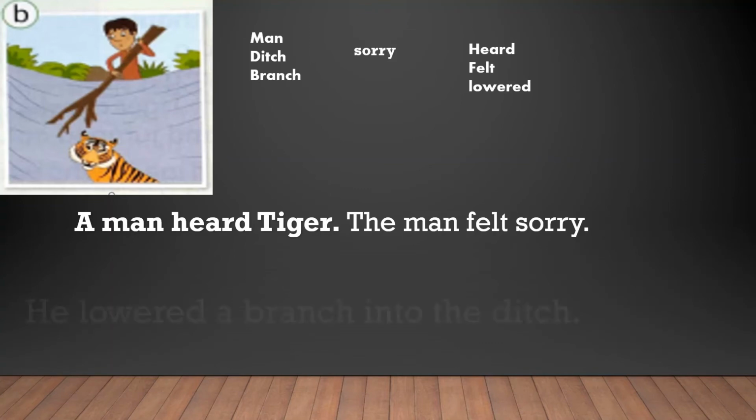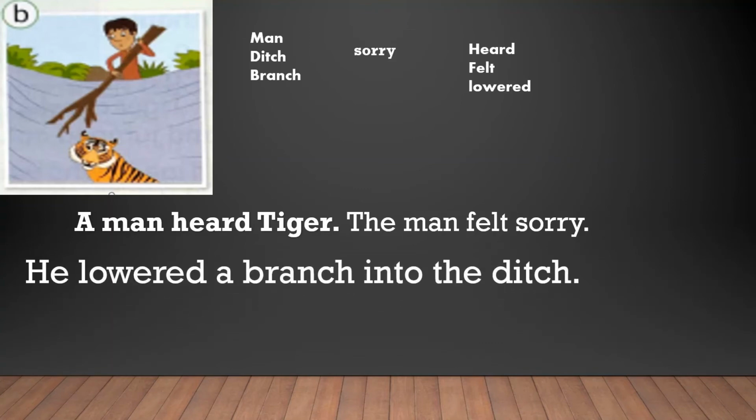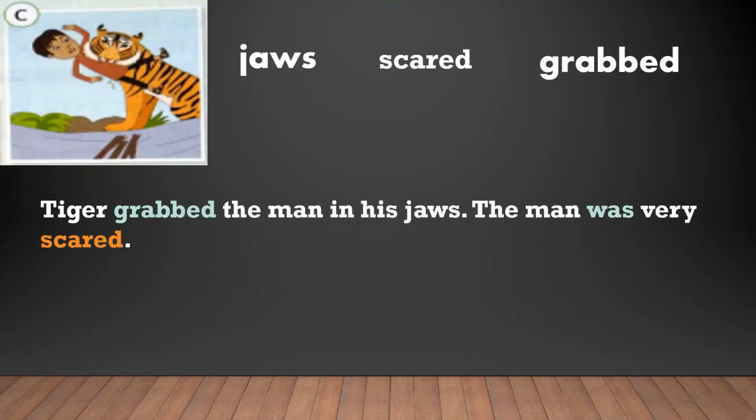He lowered a branch into the ditch. So what did he do? After he heard the tiger crying for help, he lowered a branch. Where? Into the ditch. Tiger grabbed the man in his jaws. How did the man feel then? The man was very scared.